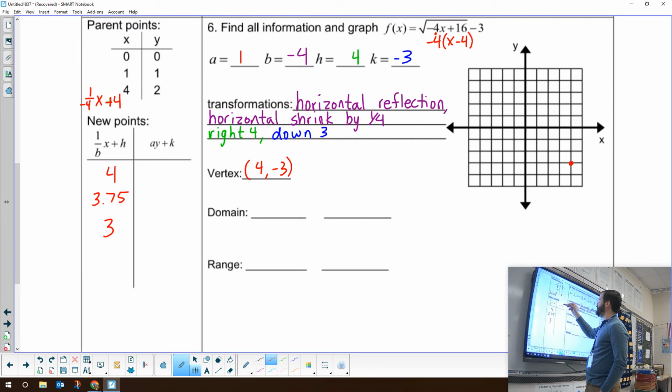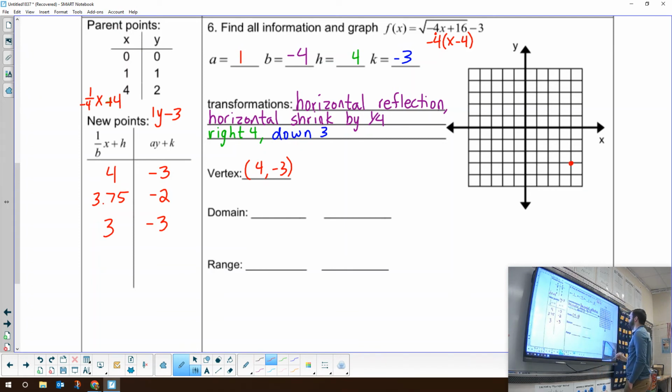So if I plug 0 in over here, my a is 1, so it's just going to be 1 times y plus my k. My k is minus 3, so we're just going to minus 3 from each one of these. So 0 minus 3 is negative 3. 1 minus 3 is negative 2. 2 minus 3 is going to be negative 1. Okay? So let's go ahead, let's put these guys on my graph here.